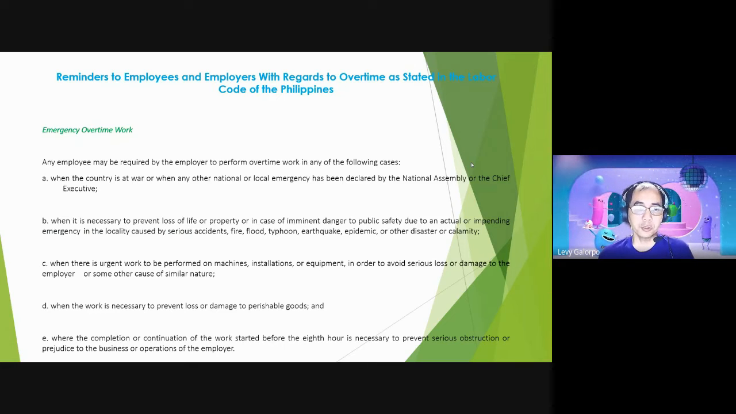And letter E, where the completion or continuation of the work started before 8 hours is necessary to prevent serious obstruction or prejudice to the business or operations of the employer. Kapag bago pa lang mag-work, no, pero meron kang dapat tapusin before yung regular na 8 hours na work daw, pero meron ka pa dapat tapusin, kailangan ituloy mo yun, no? So, well, bayad naman yung mga yun, guys.